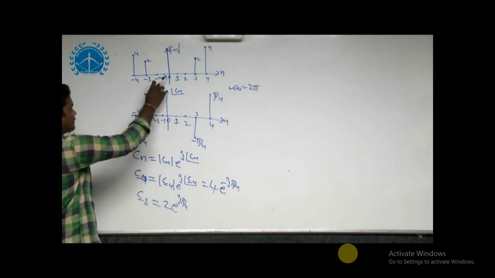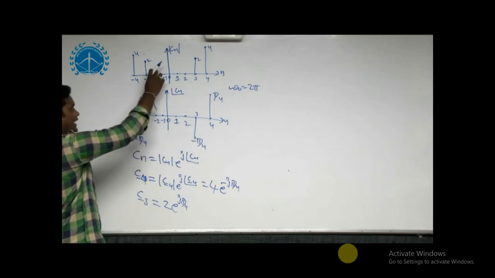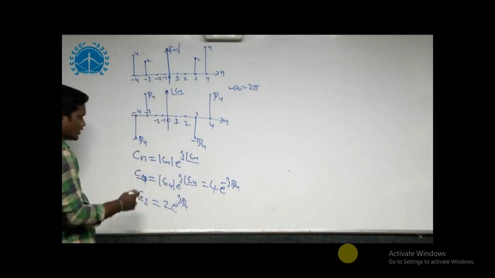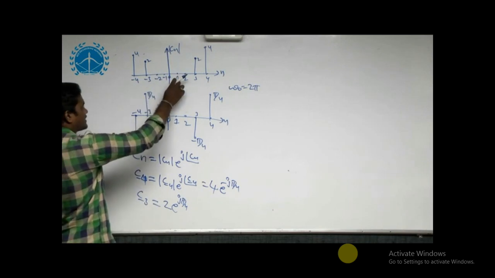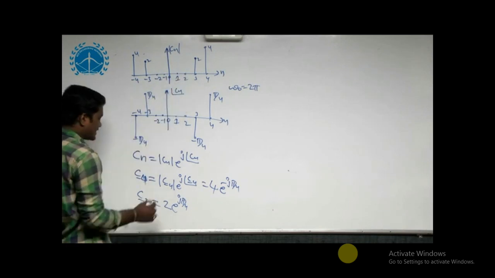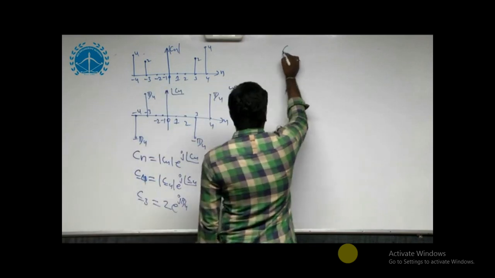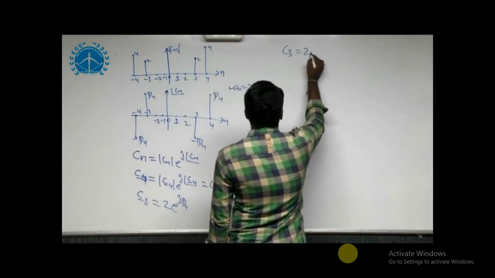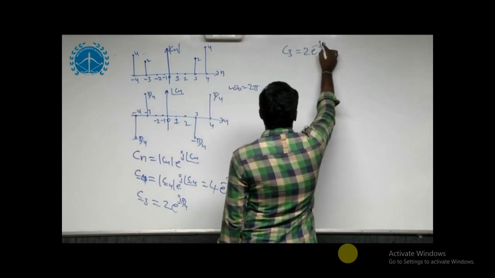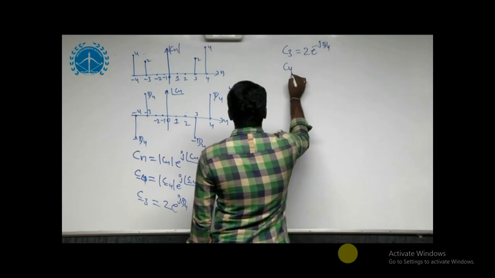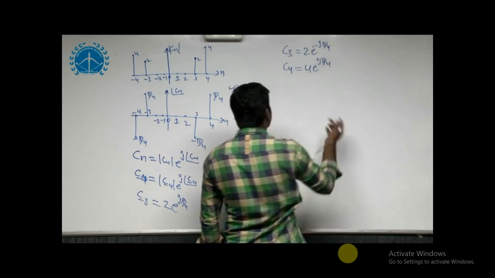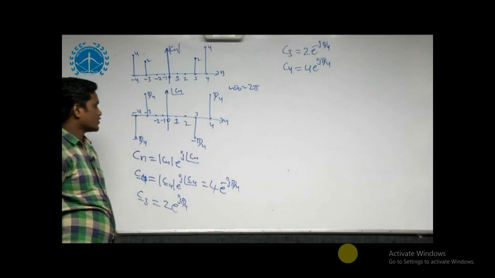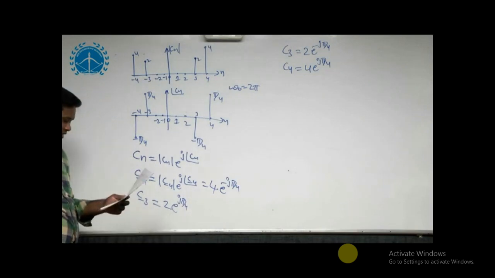What is C minus 2? The magnitude is 0, and 0 into anything is 0. So C minus 2 is 0, C minus 1 is 0, C 0 is 0, C 1 is 0, C 2 is 0. Next C3 exists. C3 is equal to 2 e power minus j pi by 4. Similarly C4 is equal to 4 e power j pi by 4. Remaining all are 0. So these are the exponential Fourier series coefficients.